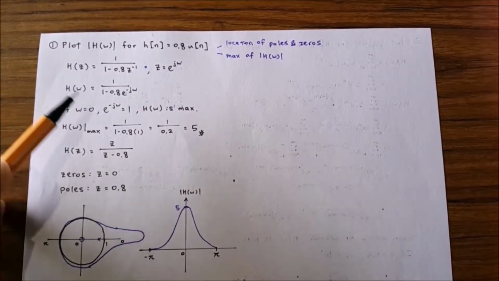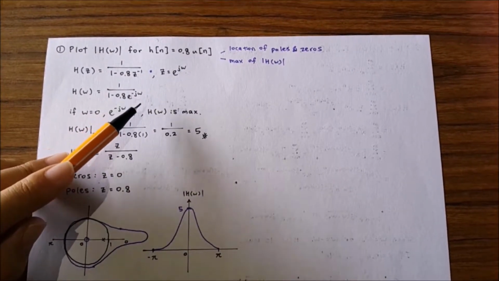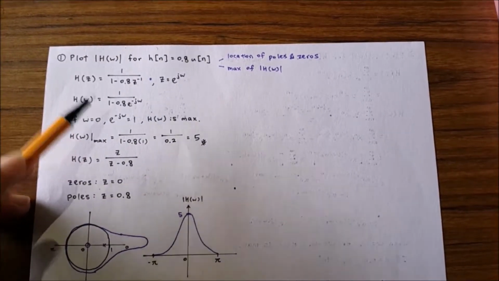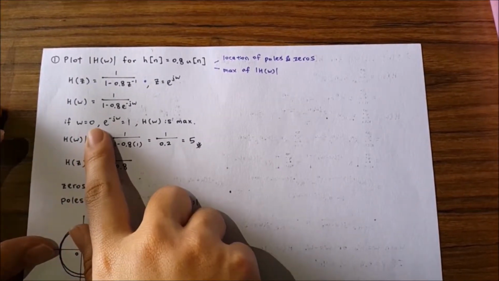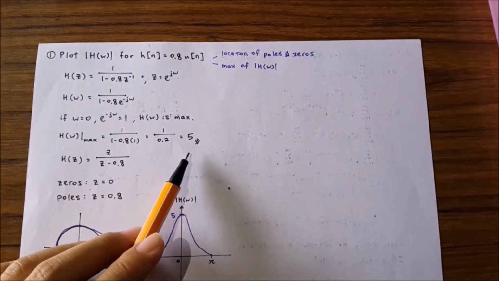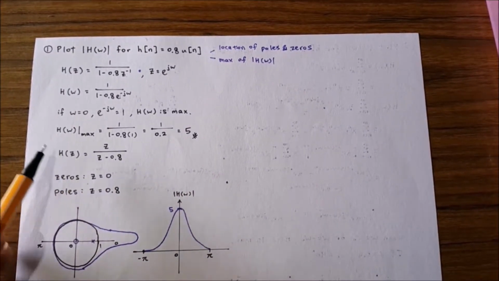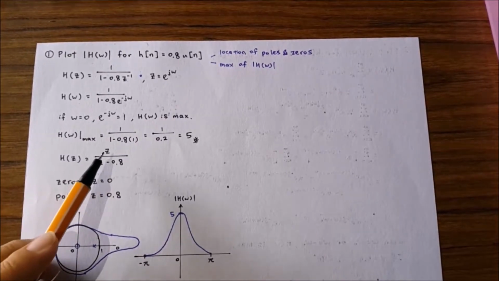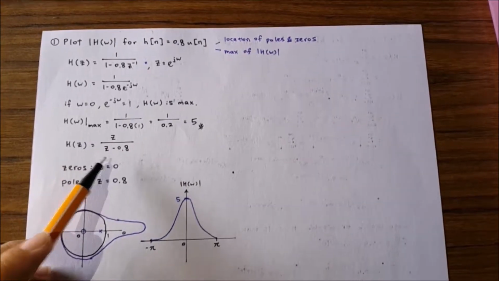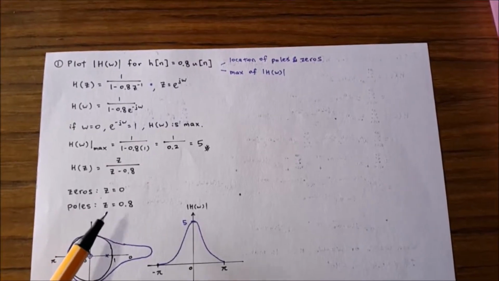Then to find the maximum of H omega, we need to make e to the power minus j omega equal to 1. So I get my omega equals 0. By substituting omega equals 0 into it, I can get my maximum equals 5. And to find the location of poles and zeros, I can use H of z and multiply z for both numerator and denominator, and I get my zero at z equals 0 and pole at z equals 0.8.